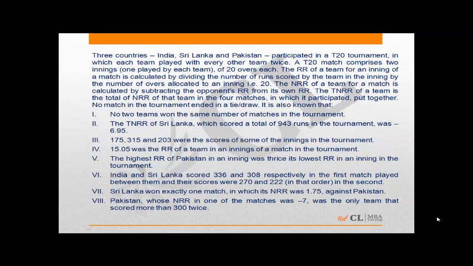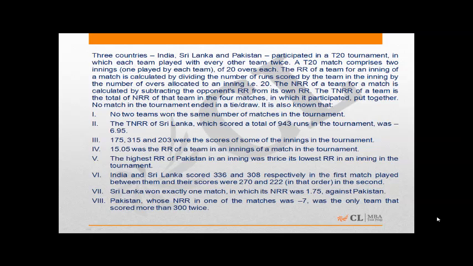175, 315 and 203 were the scores of some of the innings in the tournament. 15.05 was the run rate of a team in an innings of a match in the tournament. That means some team had a run rate of 15.05. From 15.05 we can calculate how much that team scored in that particular match.